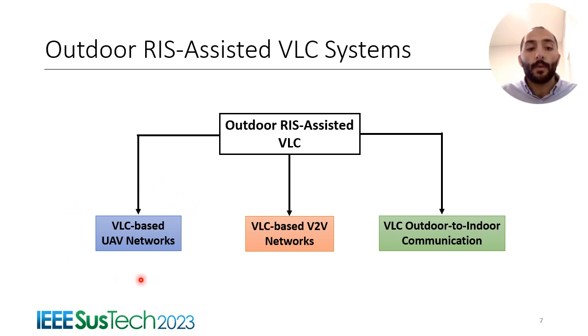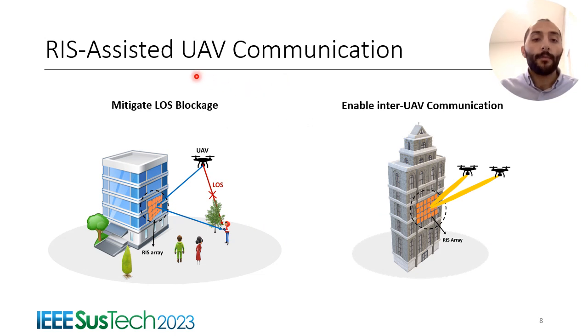The main focus of my work is to show how these RIS arrays can support outdoor VLC systems. Particularly, I will focus on VLC-based UAV networks, VLC-based V2V networks, and VLC outdoor-to-indoor communications via the RISs. I will start with VLC-based UAV communication, where unmanned aerial vehicles are equipped with LEDs to act as VLC transmitters, providing illumination and communication for users.